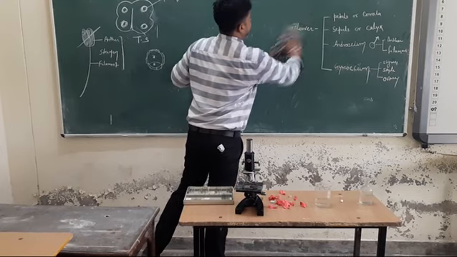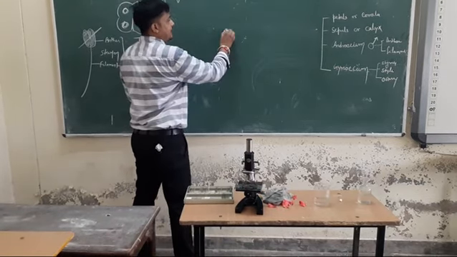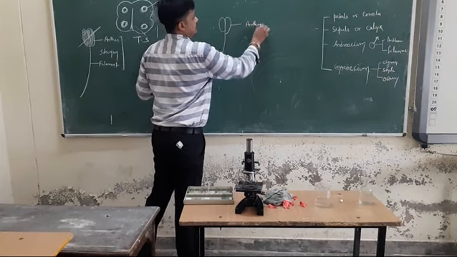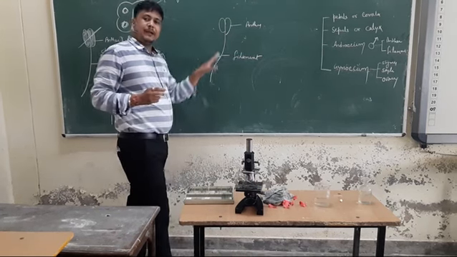So first of all, I will make the male part. The male part, you know, is made up of two things: one is the filament, and the other one is the anther. This is the anther, and that is the filament. This is the male part of the flower.